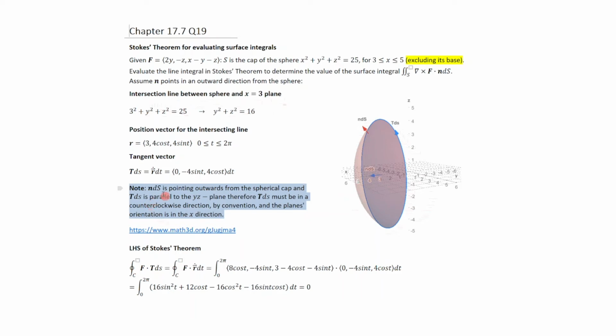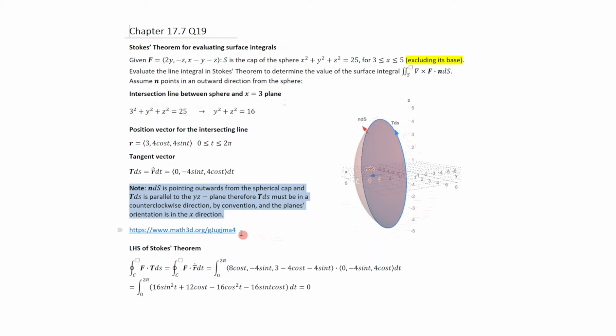Note that n dS is pointing outwards from the spherical cap, and t ds is parallel to the yz plane. As we said, t ds must be in a counterclockwise direction by convention, and the plane's orientation is in the x direction. Effectively, we can choose to integrate over this dome surface, or we could use this planar surface bound by this blue contour. But if we use the planar surface, we have to make sure the area vector is pointing in the right direction, which is in the x direction. You can access this figure at this link here.